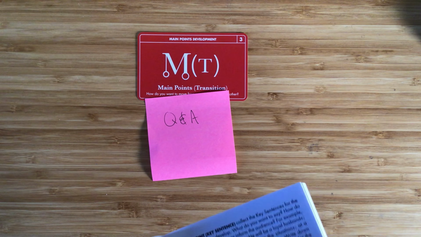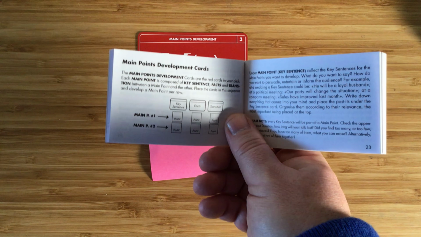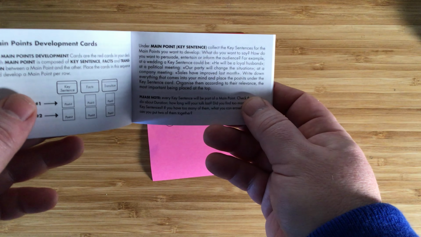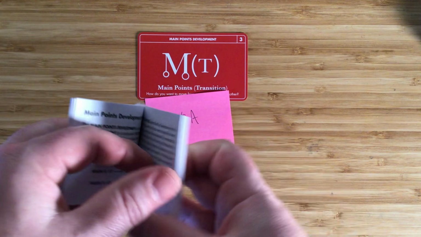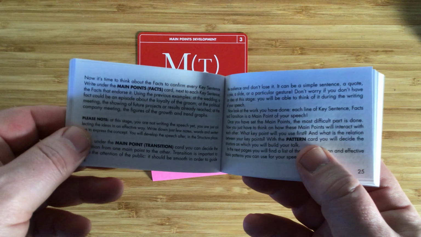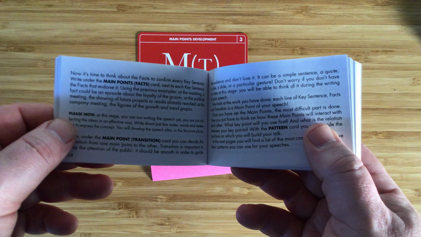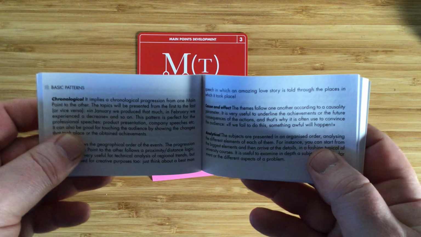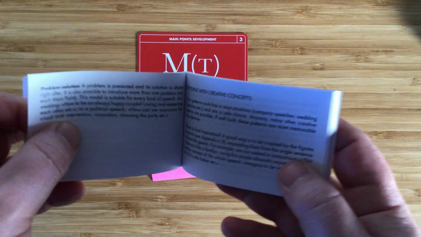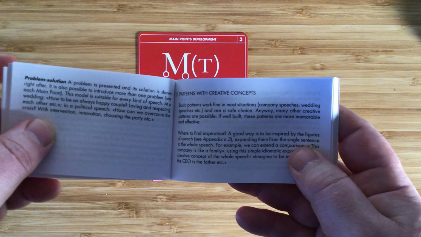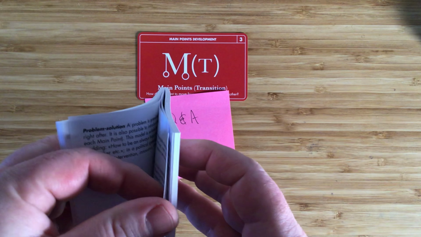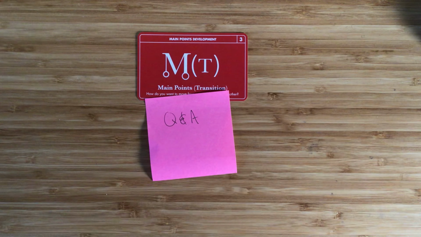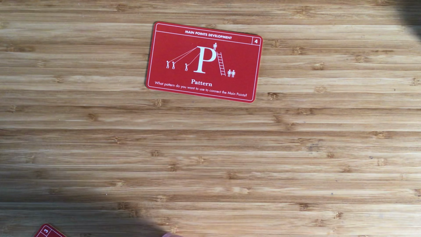You may want to refer to the workbook when you get to this part as well. So in the workbook, we have our main points development cards. It gives a bit of an explanation about your main point key sentences, how to figure those out, also about your main points facts and how to put those in, but also a description of the kinds of things you can use for your transitions, and also your patterns that you may want to use as well, and that you may want to consider using more than one different kind of pattern. So you may well want to refer to the booklet here. It is pretty helpful. So let's take a look at patterns, which is number 4.